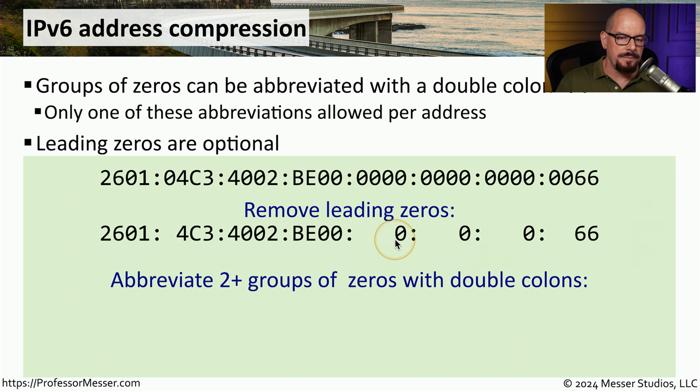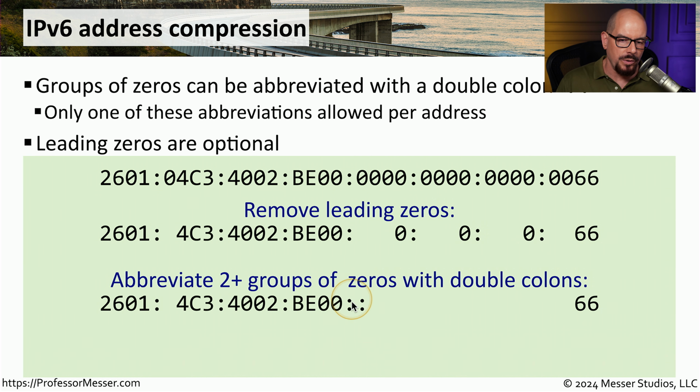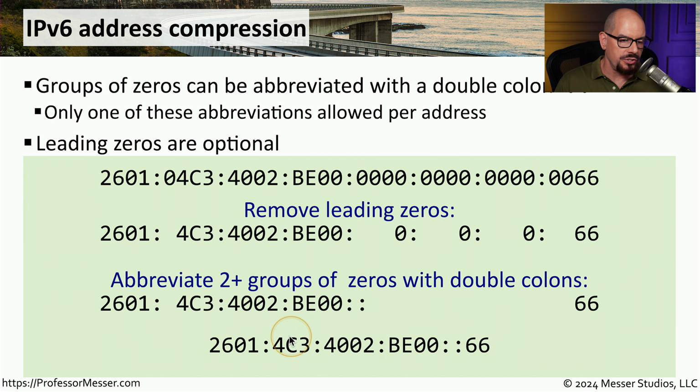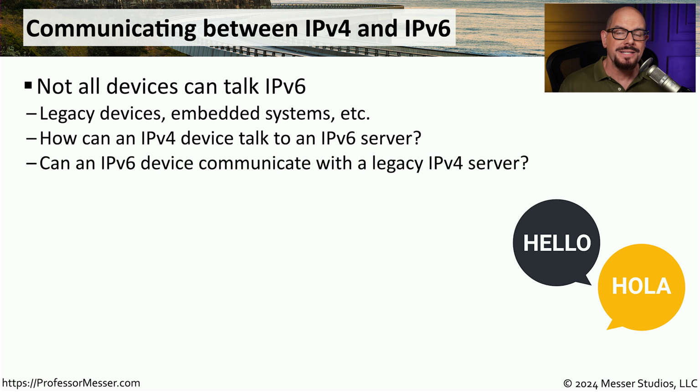You'll notice in this example that there are 3 different groups of zeros that are combined together, so we can remove all 3 of those zeros and replace them with a double colon. This greatly simplifies this much longer address into 2601-4003-4002-BE00::66. As you can see, IP version 6 addresses are very different than the IPv4 addresses that we're used to seeing. And because of this, IP version 6 and IP version 4 cannot directly communicate with each other.